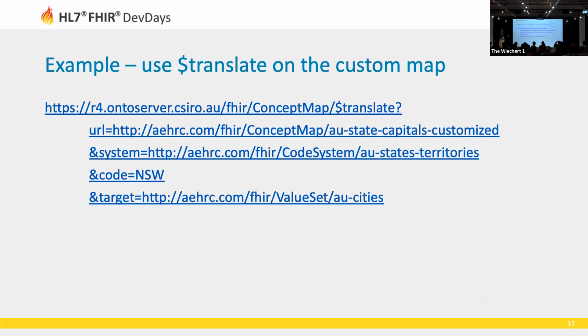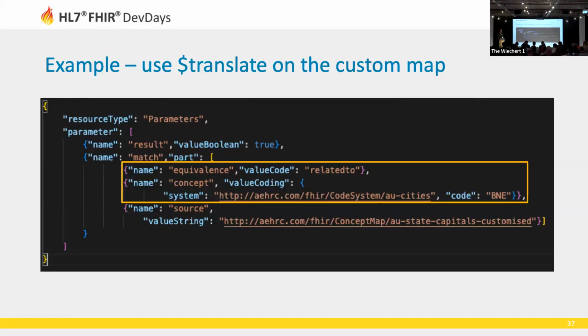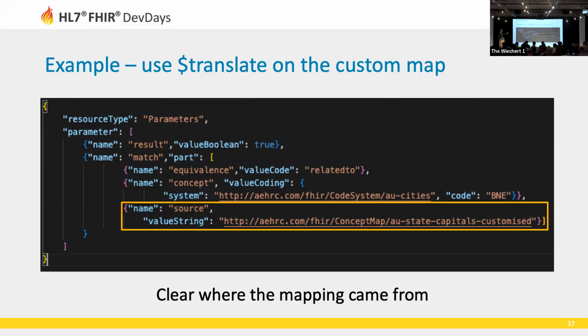So if I call translate on this custom map, so I'm calling it on AU States Capitals customized, and I'm saying, I want to know what the capital city is from the target value set there. I want to know what the capital city of New South Wales is. And then the response that's going to come back from the server here is to say it's Brisbane, B&E. The interesting thing about this, that it's responding with equivalence of Brisbane, is that it's telling you where it got that. So this is saying that mapping that it just returned to you came from AU State Capitals customized, not from the base map.